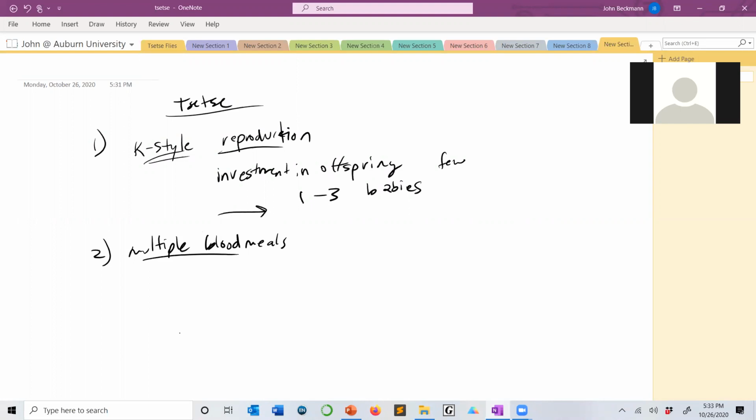Okay, what's the other really, really unique thing about tsetse flies? You guys maybe have just heard this by their reputation. Yes, they make milk. They're almost like mammals. There's a term for this. It's called adenotrophic viviparity, and I put a link to it in the lecture notes that I updated. So if you want to read the Wikipedia on this.